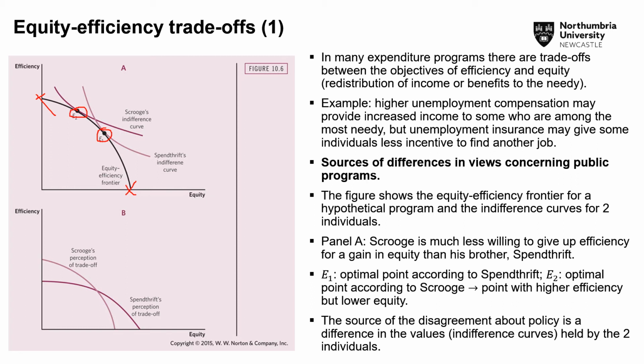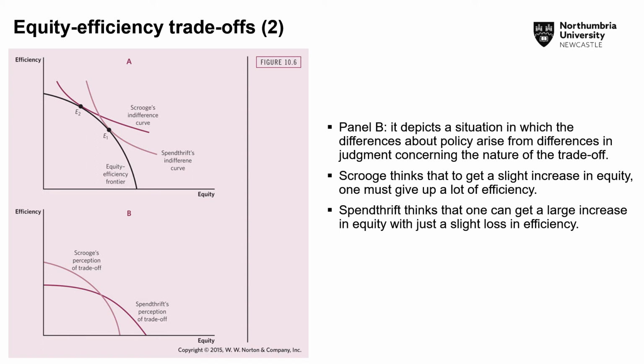Now, how do we tie this in with disagreements about policy? Well, this is represented by the indifference curves themselves. And we clearly see that Scrooge values efficiency, whereas Spendthrift values equity. The question is, how do we represent the reasons why these differences about policy arise? Well, we can represent them in terms of perception. For example, Scrooge thinks that to get a slight increase in equity, one must give up a lot of efficiency. Hence, his equity efficiency frontier is steeper. That's how he perceives it to be.